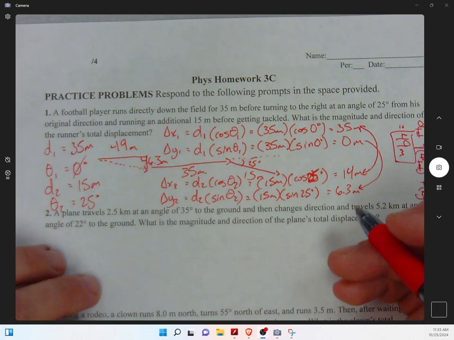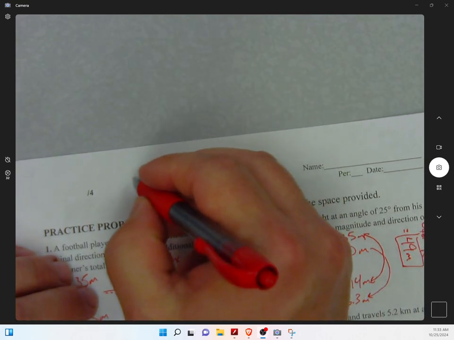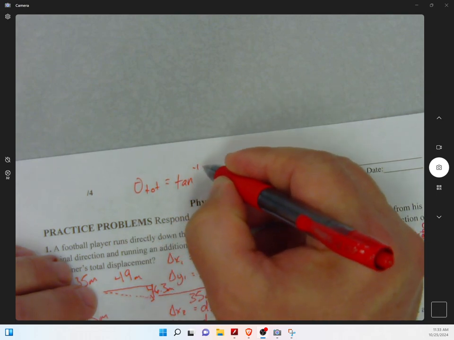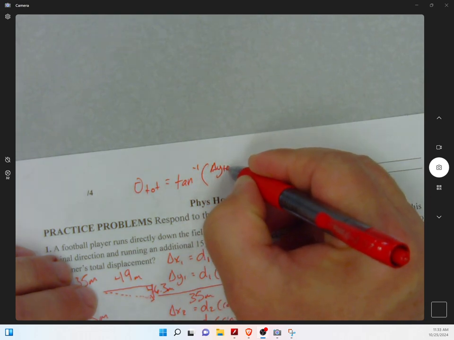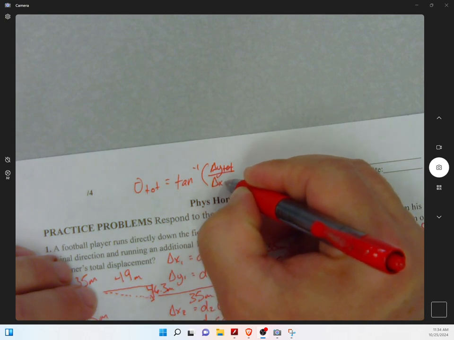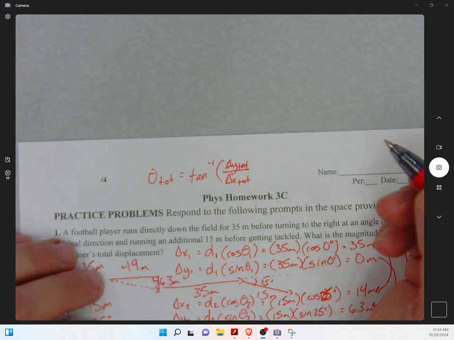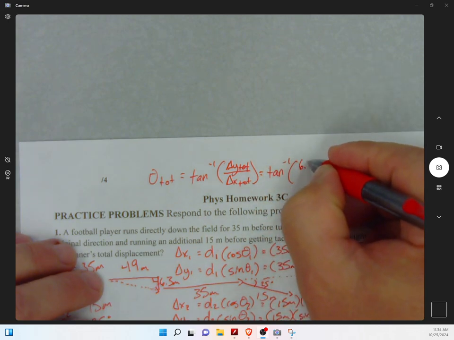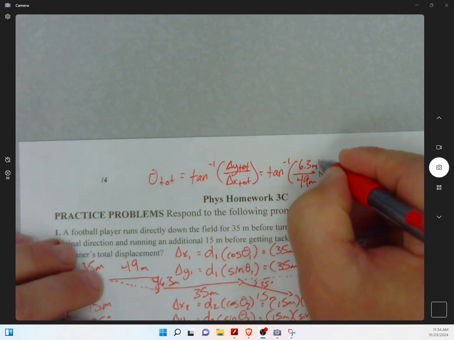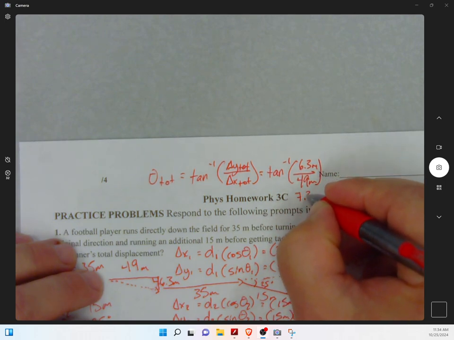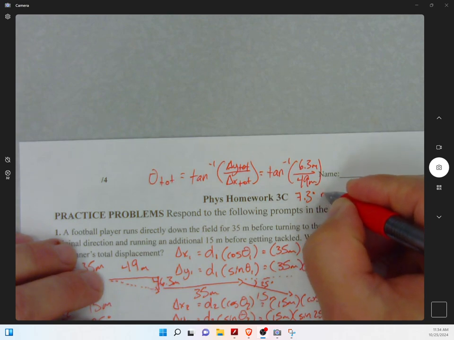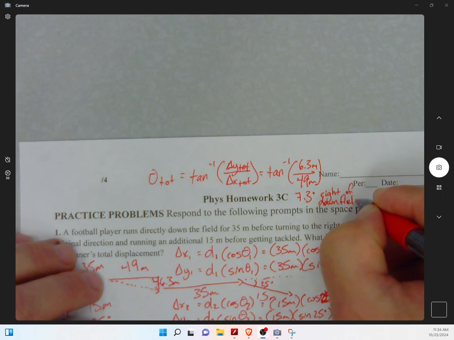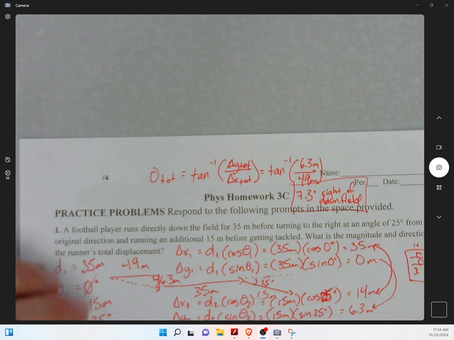So my total angle is going to be the arctangent of the y total over the x total, which turns out to be 7.3 degrees to the right of downfield.